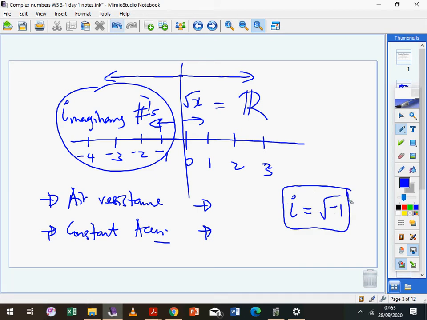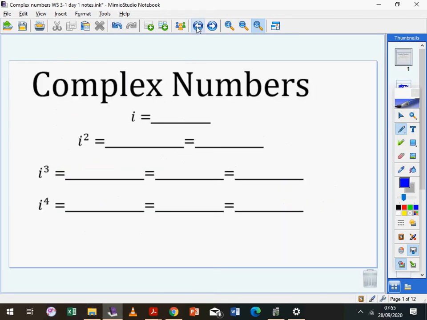We're going to look at how we can perform basic mathematical operations on complex numbers. So if i is the square root of negative 1, then i squared would be the square root of negative 1 times the square root of negative 1, which, if you remember, is just negative 1, because the square root of a number squared is that number. The square root of 2 squared is 2.